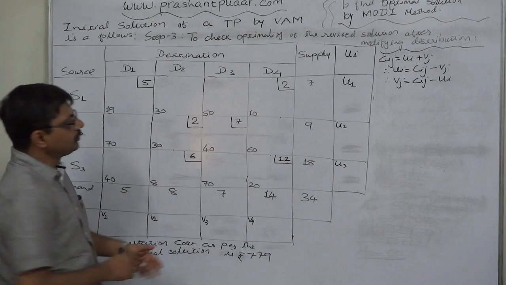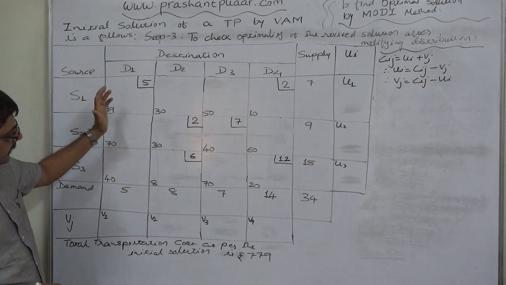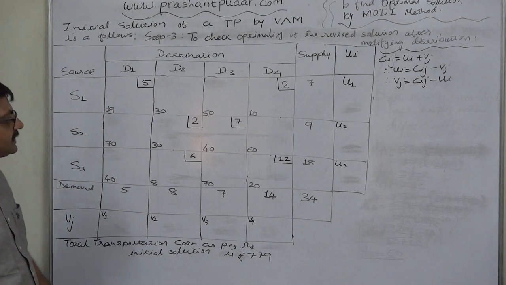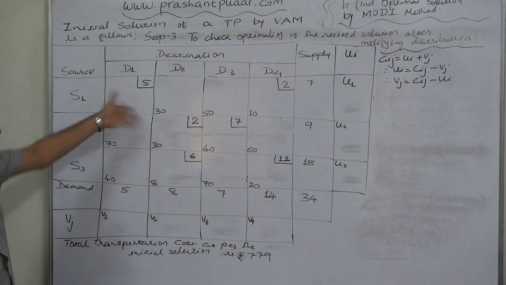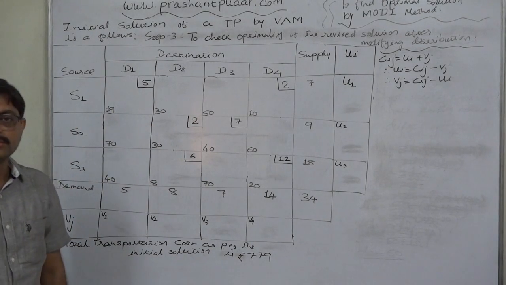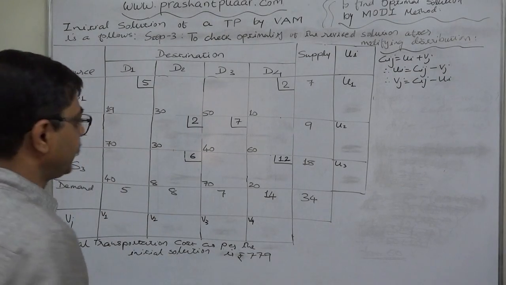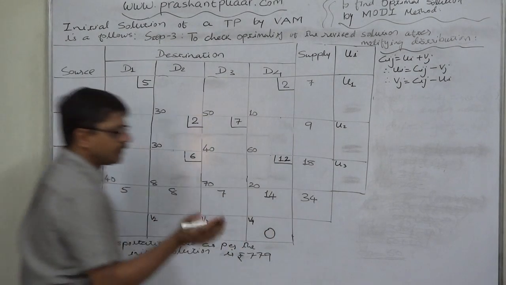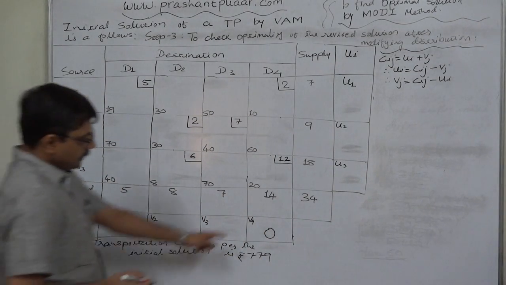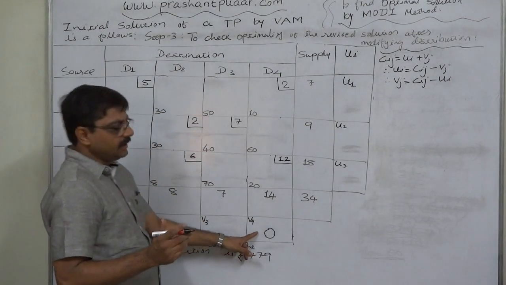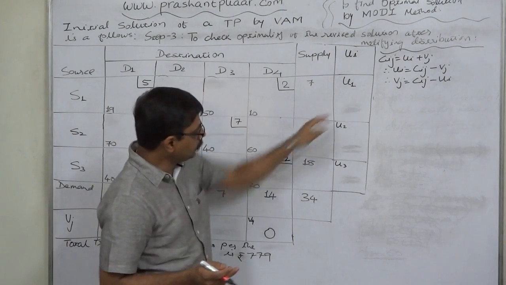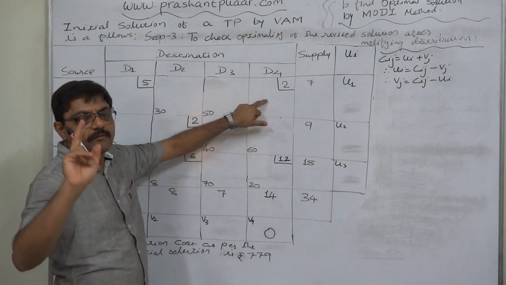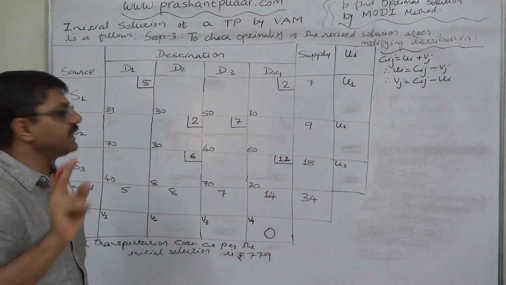But here the case is not that simple. In no row there are 3 or in no column there are 3 occupied cells. Now the situation has changed. 1, 2, 1, 2, 2, 2, 2. So in most of the columns or rows there are 2 occupied cells. So let us take 0 at the place where in the first round we had already taken. We take V4 as 0 arbitrarily. On the basis of this we can calculate U1 and U3 with the help of these 2 occupied cells, because we need to calculate values of Ui and Vj through occupied cells only.